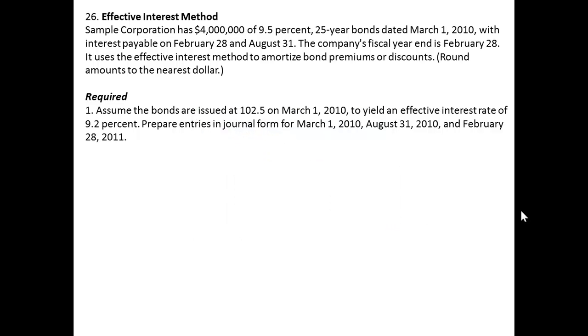We're going to use the effective interest method to look at the entries surrounding a bond payable that is sold for more than its face value. In fact, in this case, the bond is sold at 102.5, and you'll recall that that means it's 102.5% of its face value. And the face value of the bond, or what you'll repay when the bond matures, is $4 million.